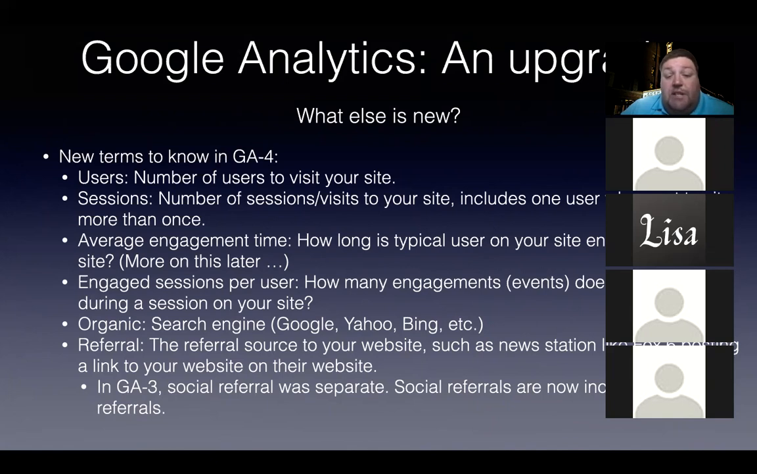The average engagement time is how long the typical user is on your site engaging with the site. And again, more on this later. Engaged sessions per user: how many engagement events does a user have during a session on your site? I did mention this before. Organic is the search engine referral, and referral is the links to a website. And then in GA3, like I mentioned previously, social referral was separate. Now social referrals are incorporated under the referrals section.